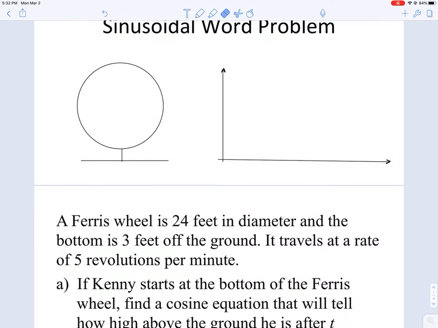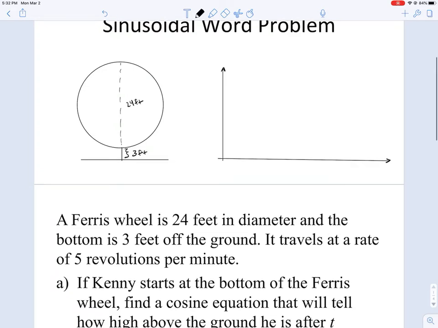So we're given that a Ferris wheel is 24 feet in diameter and the bottom is 3 feet off of the ground. So I started drawing the picture here, knowing that the Ferris wheel is 24 feet in diameter. That means from top to bottom of the Ferris wheel, that's going to be 24 feet. And then the very bottom of the Ferris wheel to the ground is going to be 3 feet.